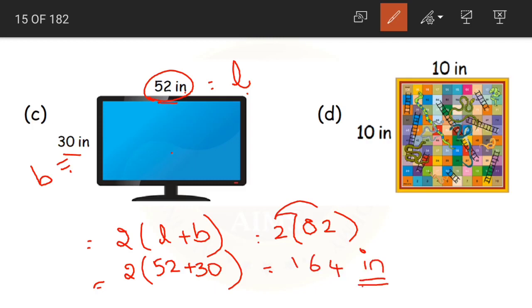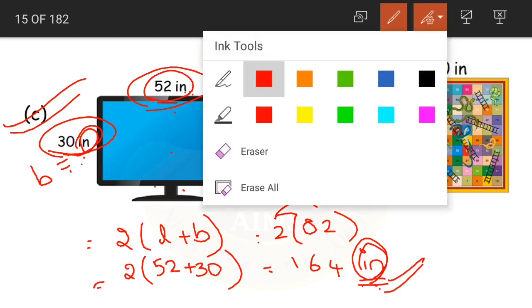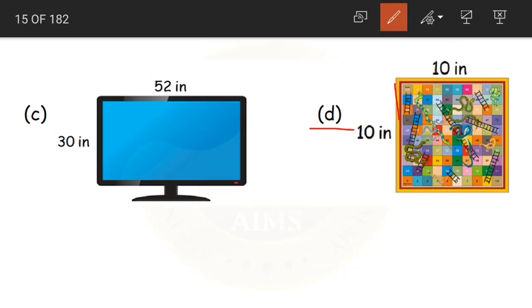164 inches. Don't forget to write the unit of measurement, that is inches. As in the question, the length of the sides is given in inches, we have written inches in the answer as well. So the perimeter of this monitor with length 52 inches and breadth 30 inches is 164 inches.